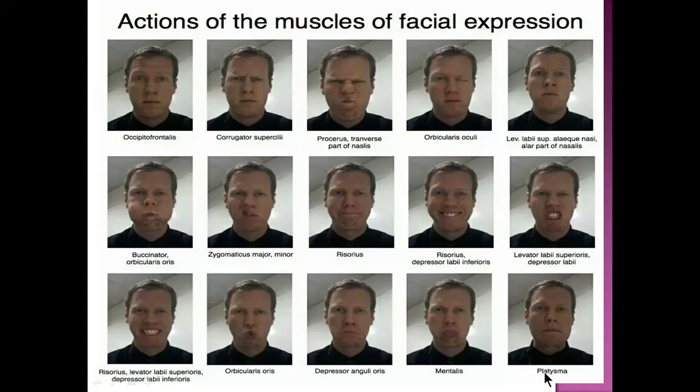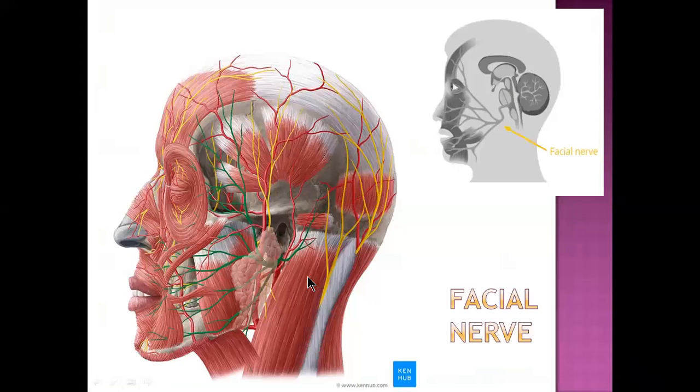Then you see the platysma. I told you, the subcutaneous muscle in lower animals, called the panniculus carnosus, you find in the neck region. So by contraction of that you can show the action of the platysma as well. So these are the muscles that show different facial expressions. I hope that is clear to all of you. Yes or no? Yes, sir.